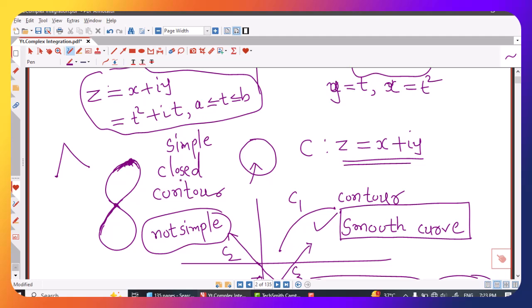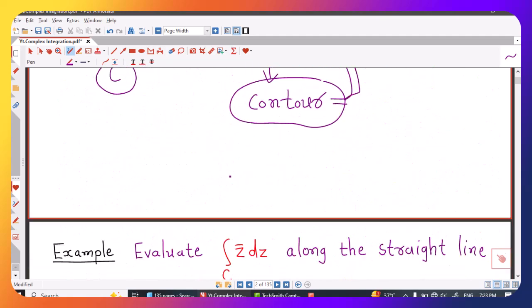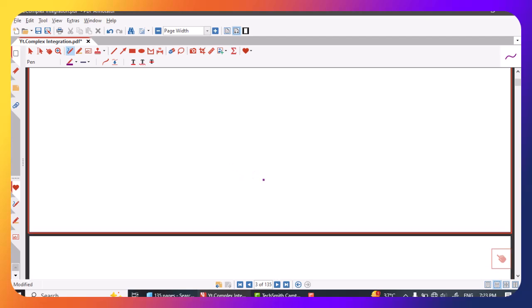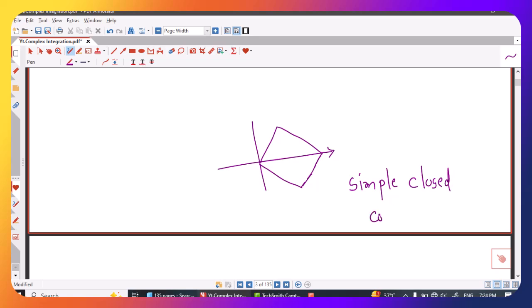So we will require the meaning of all these words in upcoming lectures. For example, suppose I consider this type of rectangular curve, then this is a simple closed contour because it does not cross itself, therefore it is a simple contour, and because its initial and terminal points are the same, it is a closed contour. So this is a simple closed contour or simple closed curve.